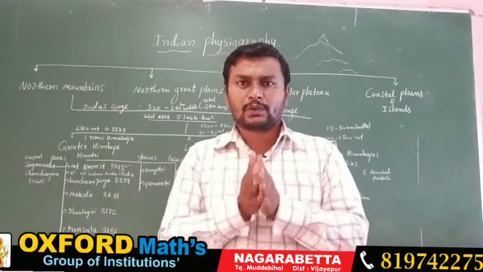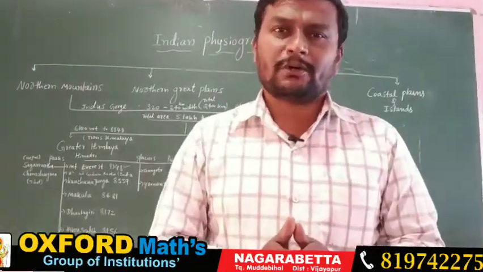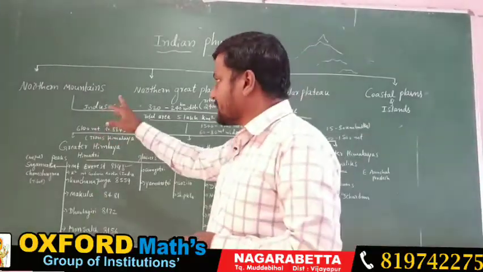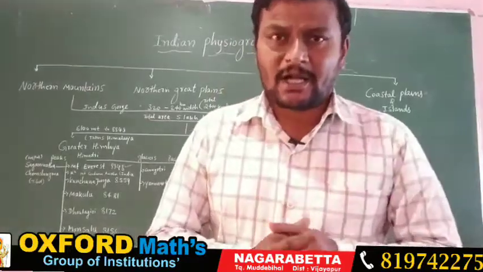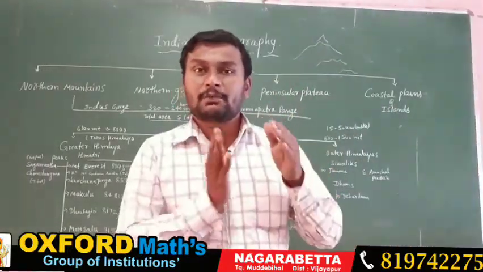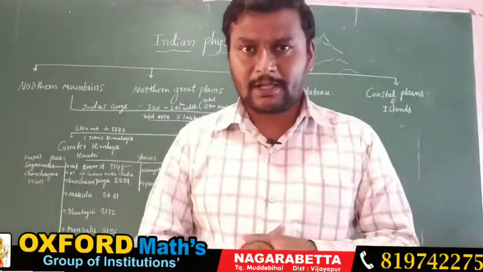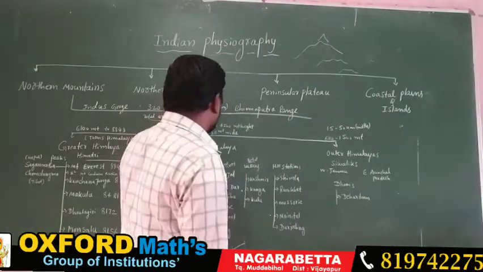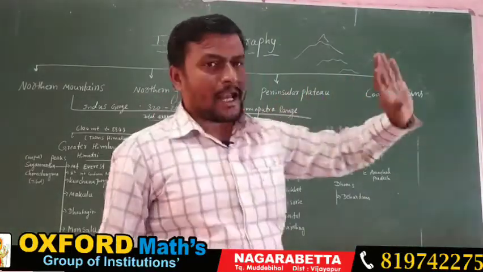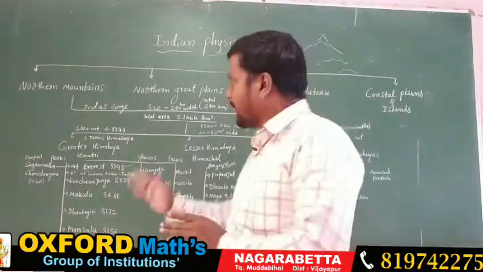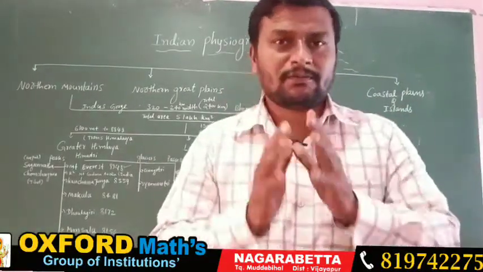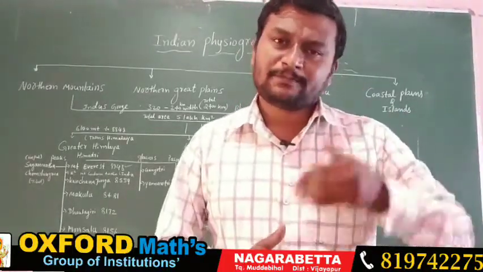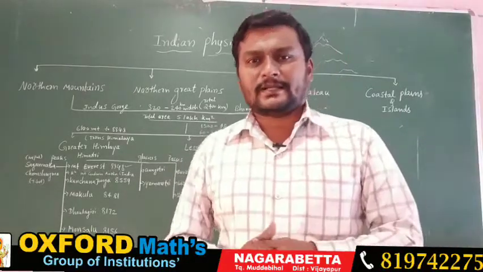Now we conclude. Among the physiographic divisions, the very important first part we have discussed is the northern mountains. In the next class I am going to explain another important physiographic division of India. How many remain? 3 remain. Which are they? The northern Great Plains, the peninsular plateau and the coastal plains. What I have drawn is a flow chart on the board. You can copy the same and use it for your study for future examinations.